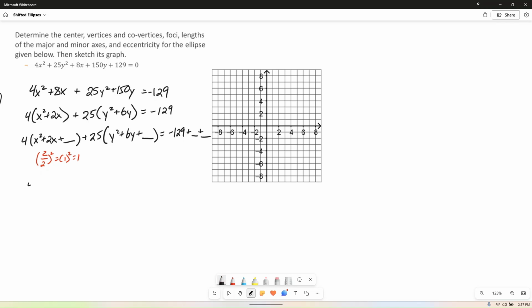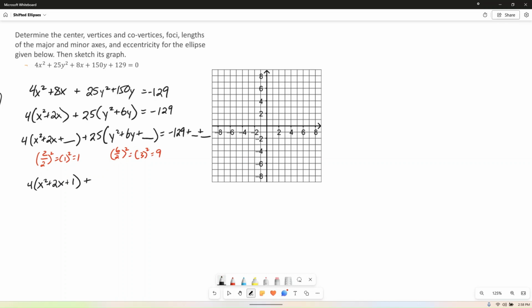So that means I'm going to have 4 times x squared plus 2x plus 1. We do the same thing with the y's. This time it's a 6 in front of the y. So 6 divided by 2, squared. 6 divided by 2 is 3, and 3 squared is 9.